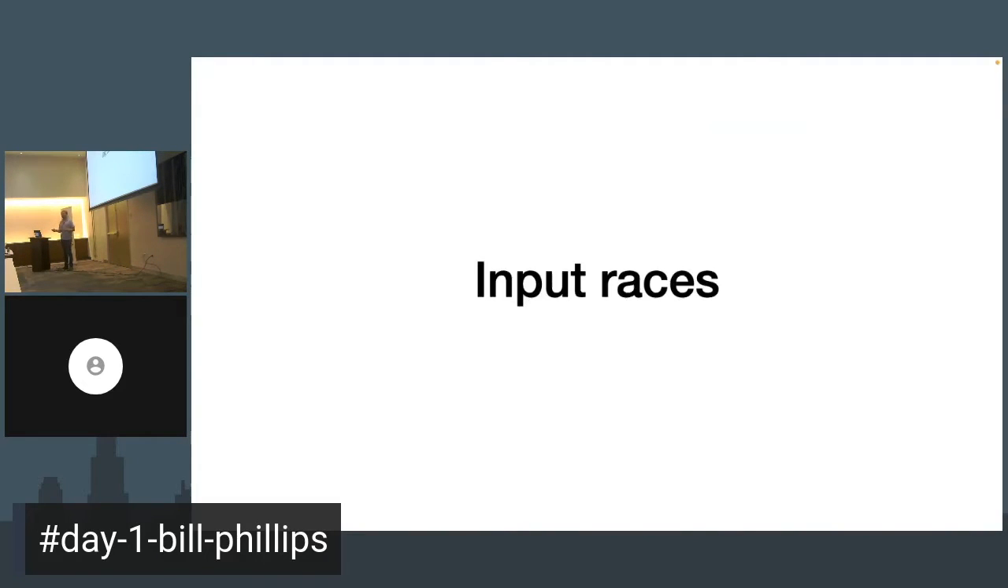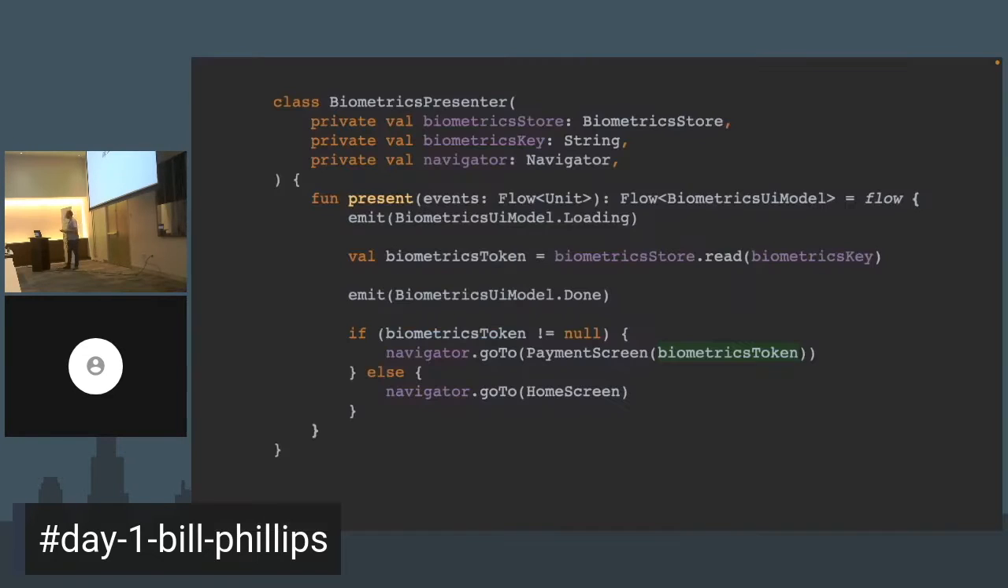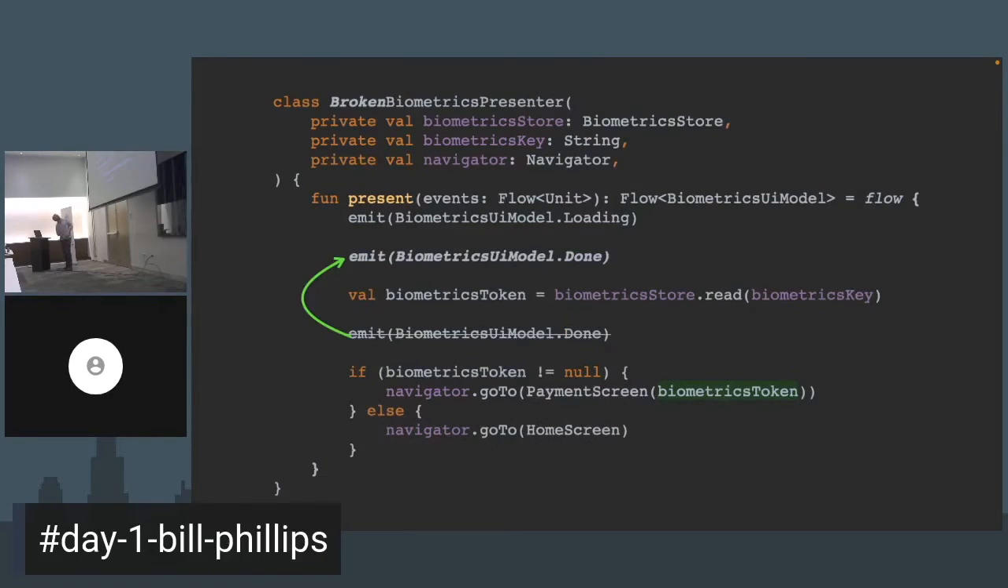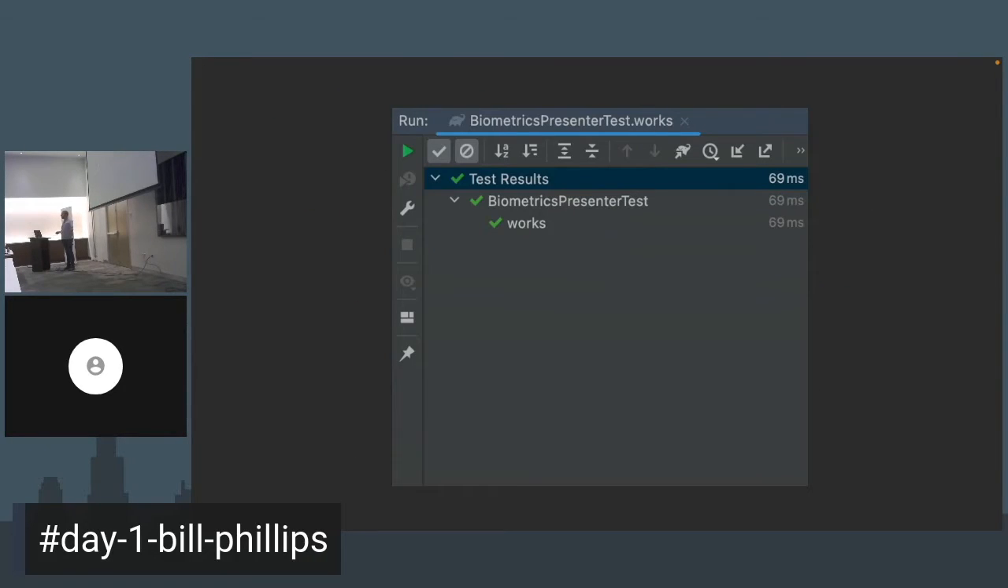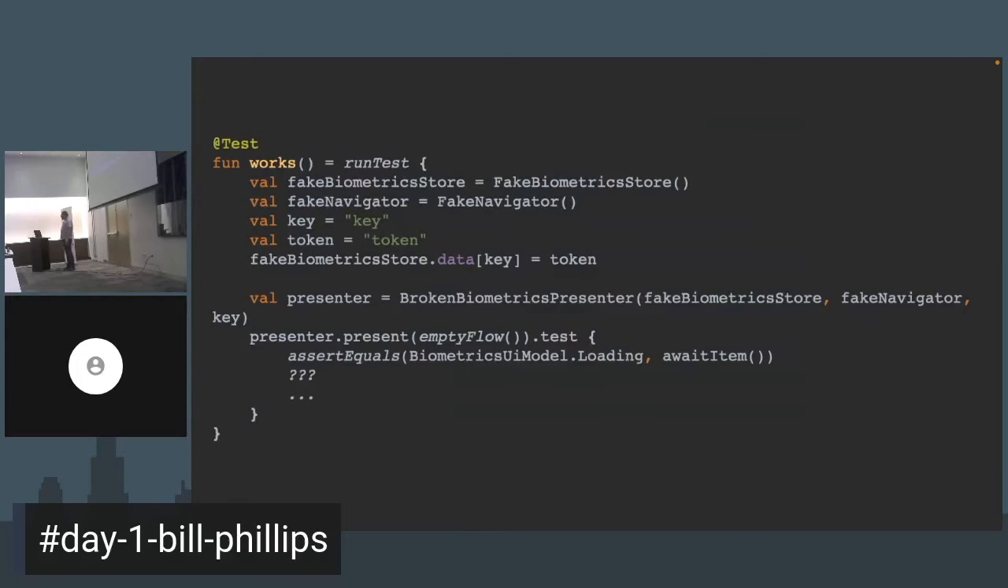First topic, input races. So what can go wrong in our test code that we wrote here? So I'm going to modify our code under test and introduce a simple, obvious bug. I don't know if this would happen in prod, but we're just going to take that done event and we're going to emit it before we ever read from the biometrics store. And we're going to run our test again. What happens? It passes. So this is incorrect. This is not right. Why is this happening?